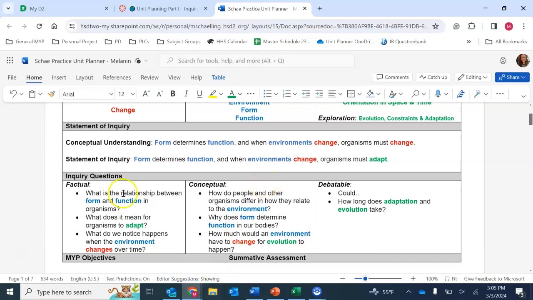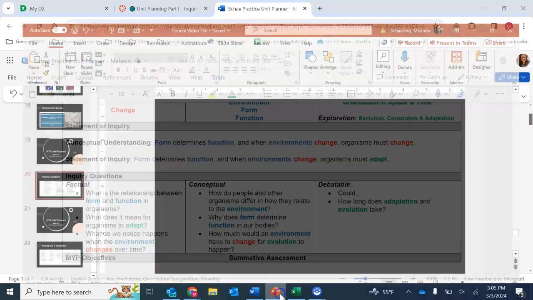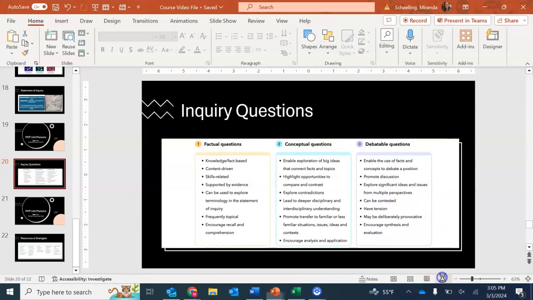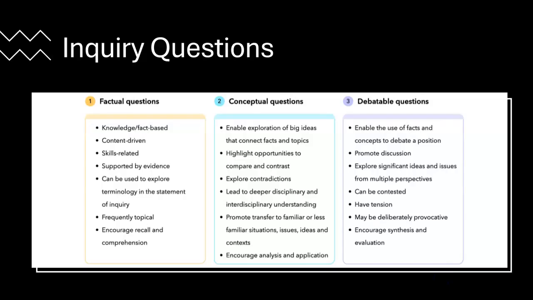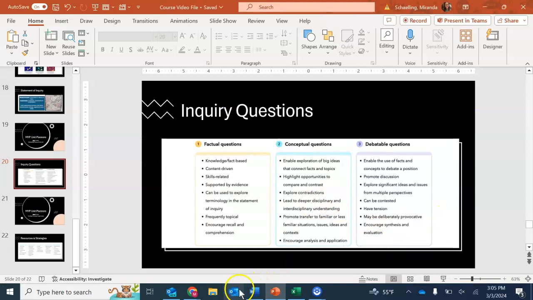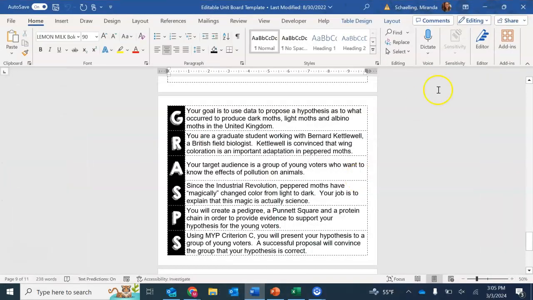All right, so now we've got 3 factual, 3 conceptual. Now debatable. These ones are difficult, but they're also super cool, and it really gets kids thinking about these things. With debatable questions, they can debate a position, they can discuss an idea. We're going to use this to explore significant ideas and issues from multiple perspectives. It can be contested, have tension, it can be a hot topic, maybe deliberately provocative, and it encourages synthesis and evaluation. So let's take a look at our resource here.